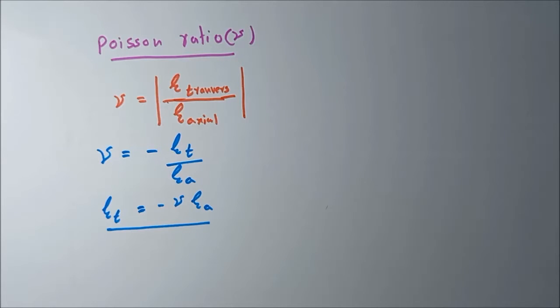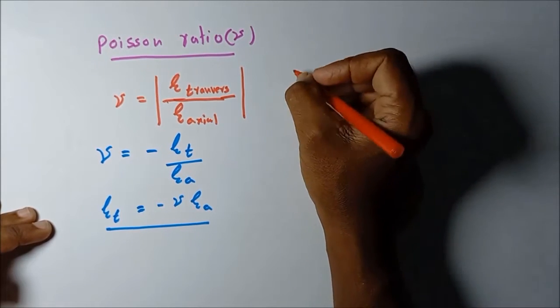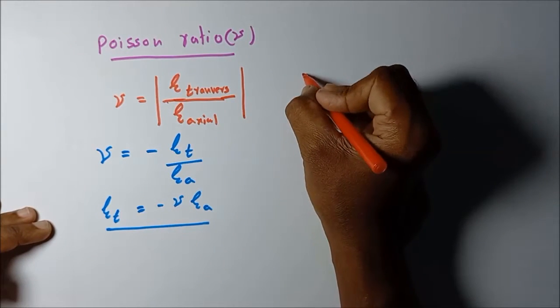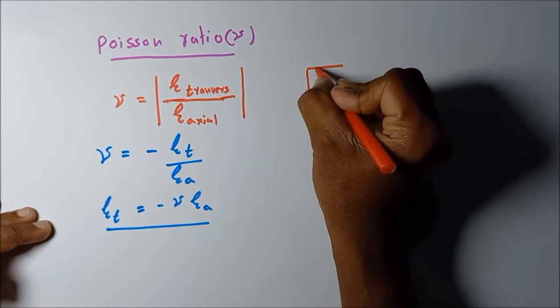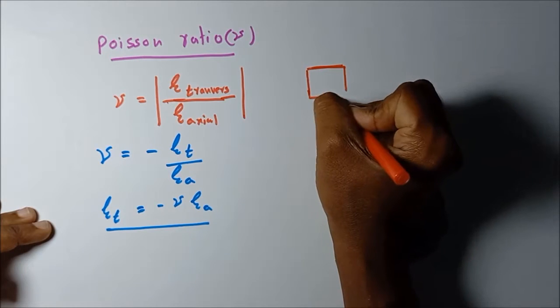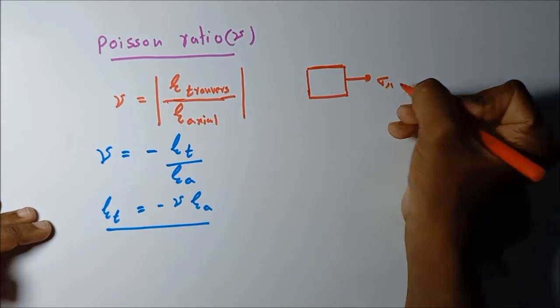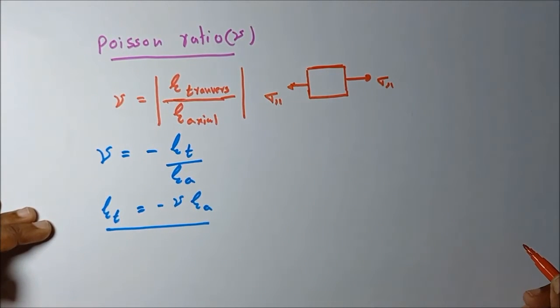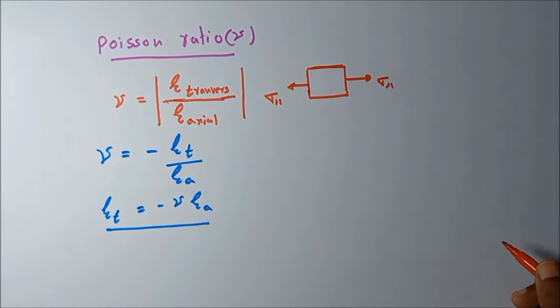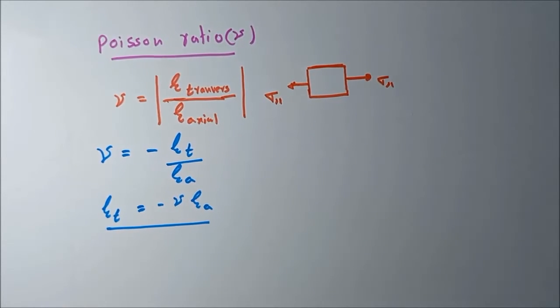Then let's see how this transfers the Poisson effect in the axial stress problem, the uniaxial stress problem. Let's take this kind of stress element subjected to a uniaxial stress sigma x. Then let's assign the coordinate system also.